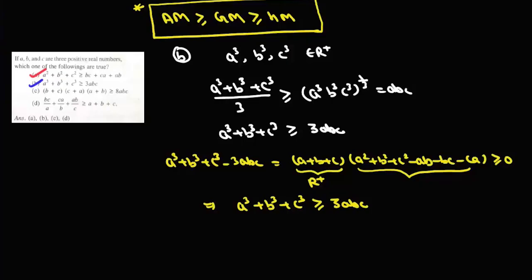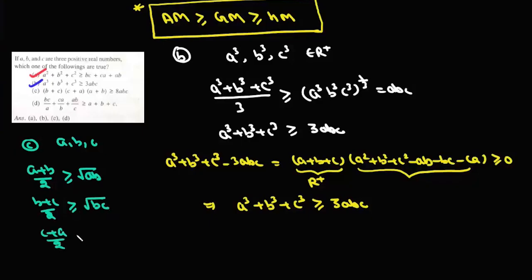Now we'll come to part C. In part C, we are given three products and we have to prove that it is greater than or equal to 8ABC. Here what we'll do is, we'll take three numbers A, B, C and we'll write their AM-GM, again taking 2 at a time. So we can write (A plus B) by 2 is greater than or equal to under root AB, (B plus C) by 2 is greater than or equal to under root BC, and (C plus A) by 2 is greater than or equal to under root CA.